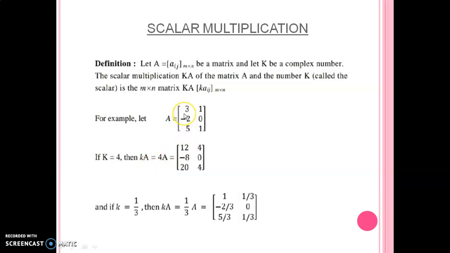So if we multiply 3 with 4, the answer is 12. Similarly, if I multiply 1 with 4, the answer is again 4. We can do the same for the remaining entries of the matrix A.